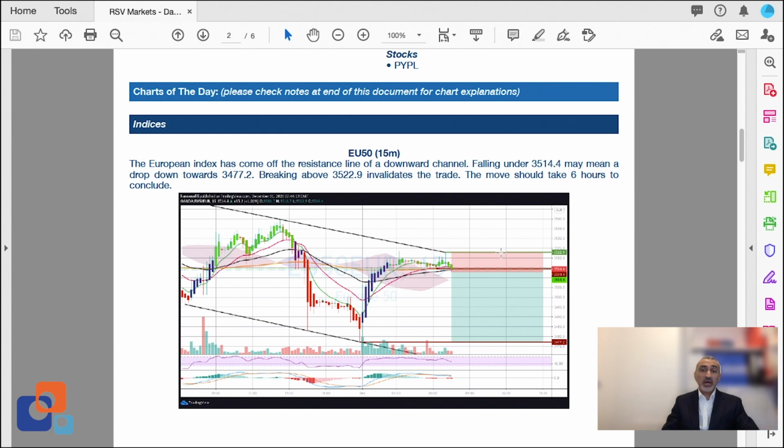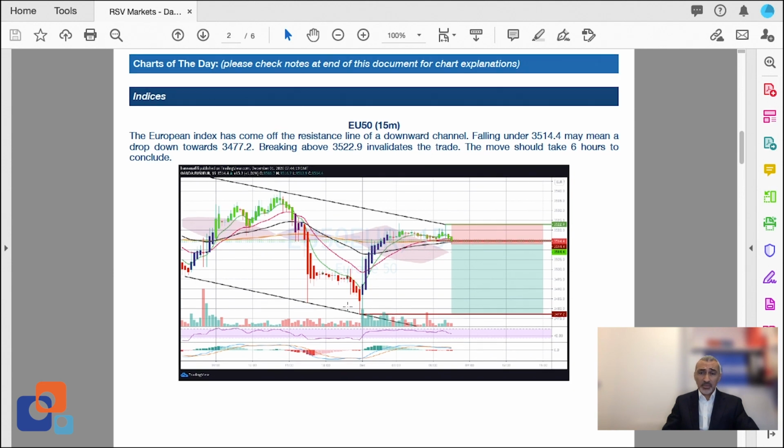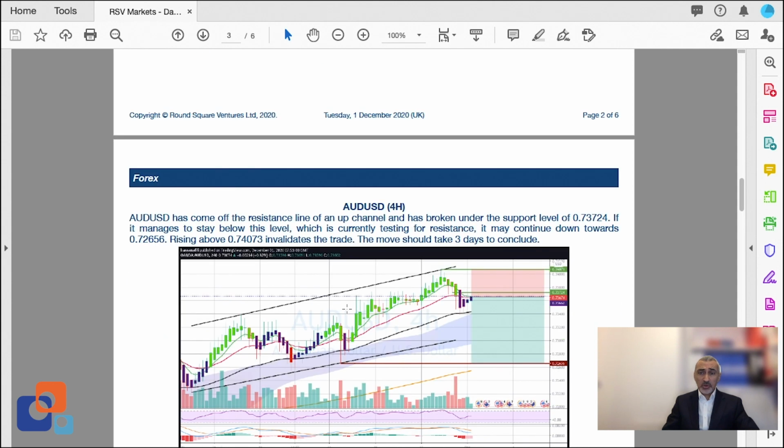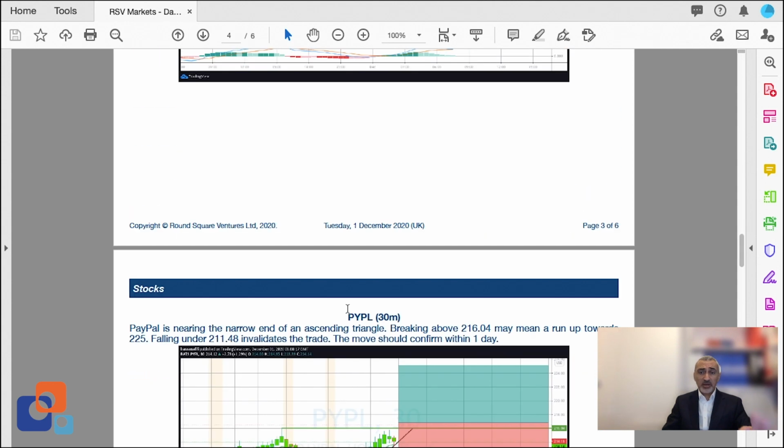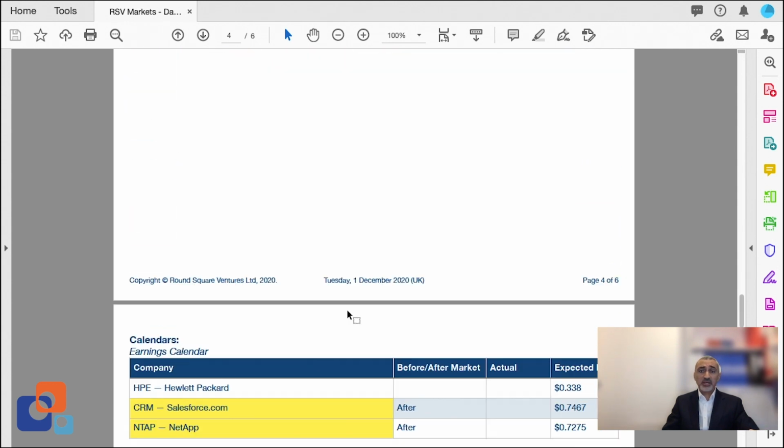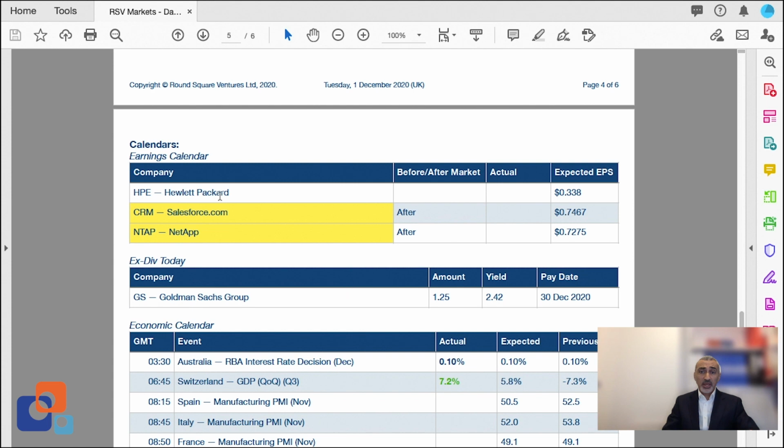Here, for example, this is a chart for the Euro Stoxx 50, and it is in the 15-minute time frame. We have identified a down channel and put the support and resistance levels with the stop loss and every other explanation that we can include on there.